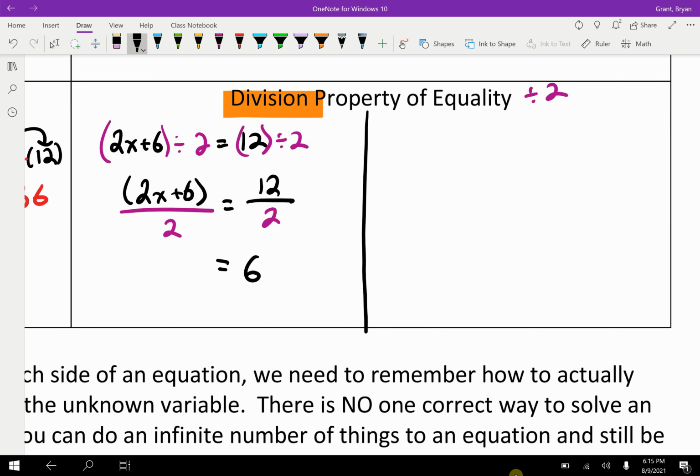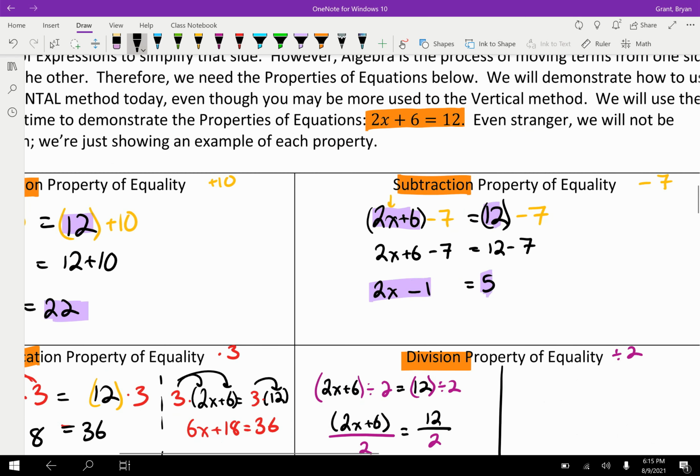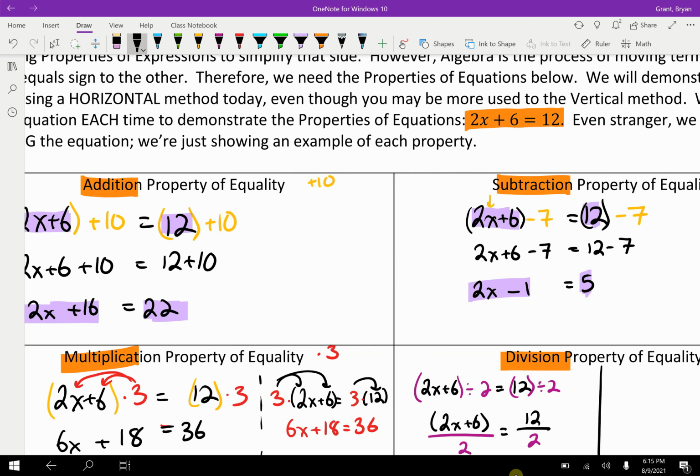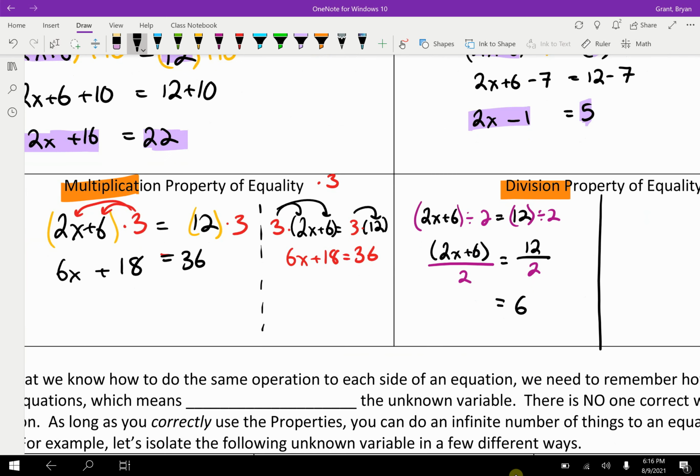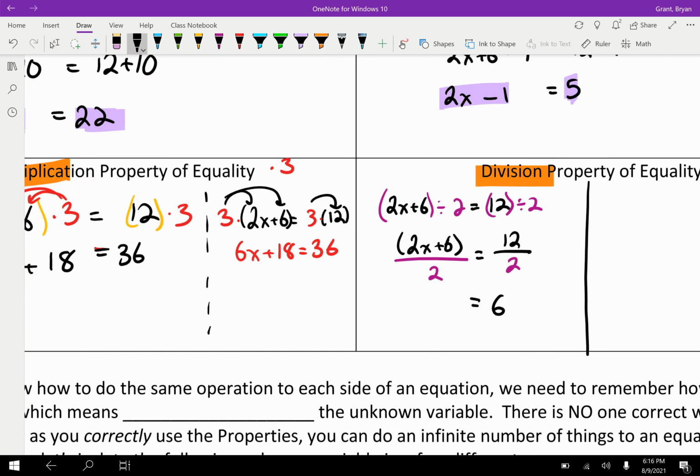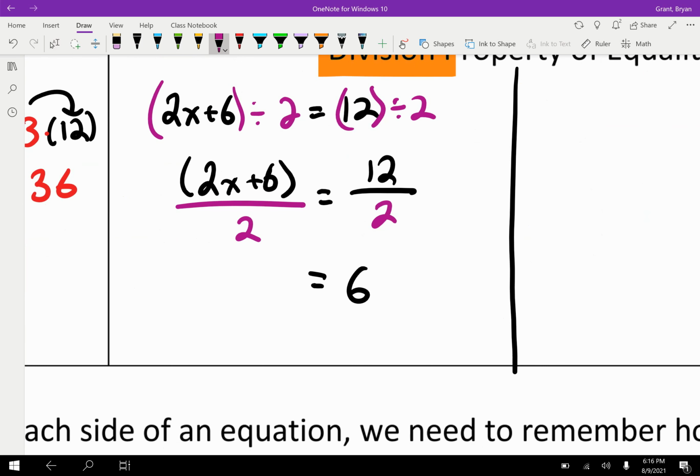Great. Well, in a similar way, where addition and subtraction were linked, where we just could drop the parentheses, multiplication and division are linked. If I had to distribute the 3 here, then I'm going to have to distribute the division with the 2. I need to divide by 2 and divide by 2. So 2 divided by 2 gets me 1, and the x just tags along. 6 divided by 2 gets me 3. And we get 1x plus 3 equals 6.